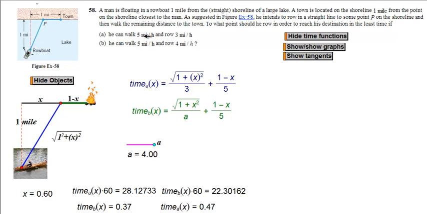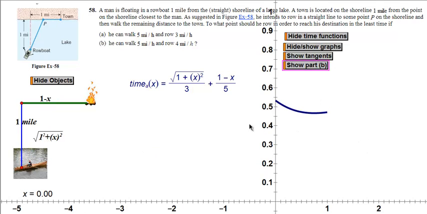Well, it says that he can walk 5 miles per hour and row at 3 miles per hour. So I divided by 3 because he's rowing at 3 miles per hour. And then you add to that the second time, which is this distance here, 1 minus x, divided by 5, the rate at which he's running, right? And it says he's walking at 5 miles per hour. That's freaking running, if you ask me. And then you add those two together. Forget this one for a second. I'm just going to put that over there, okay?